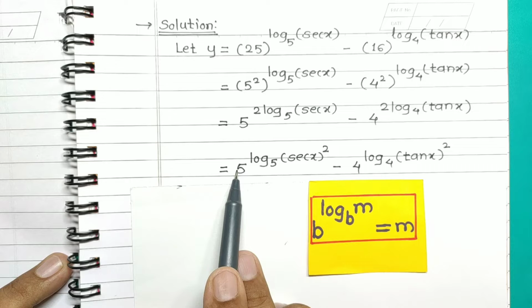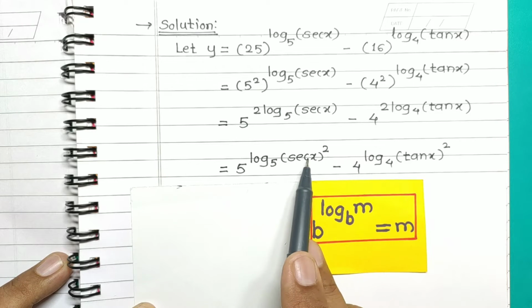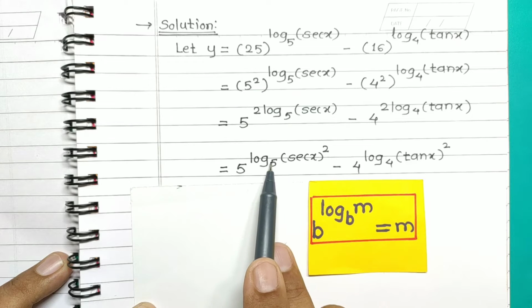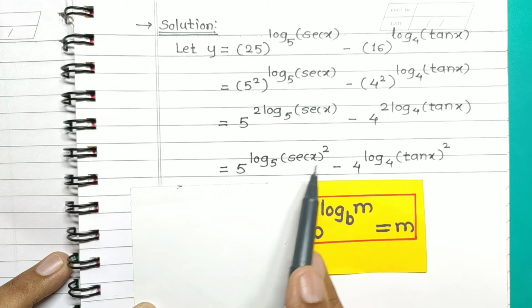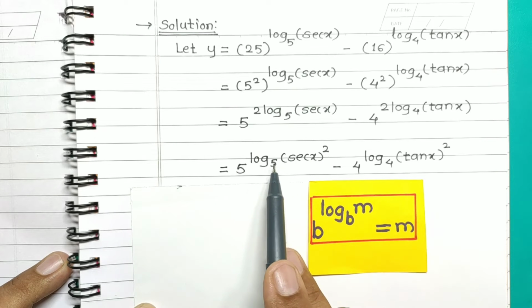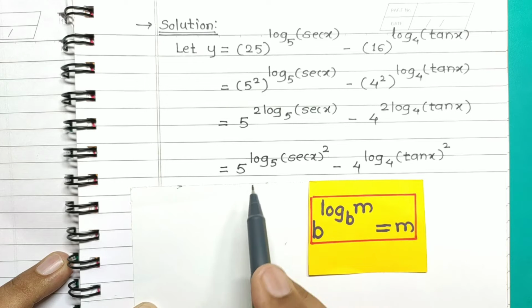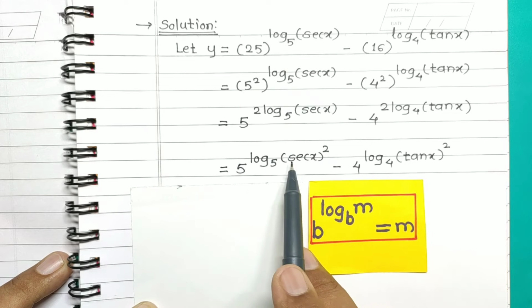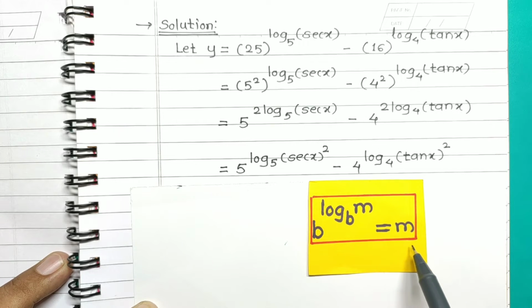Here the base is 5, and it is raised to log of sec x square. So here the base is again 5. The base for this exponential term is 5 and at the exponent the base is again 5. So for this term we can write just sec x bracket square using this result.